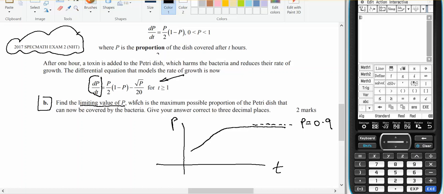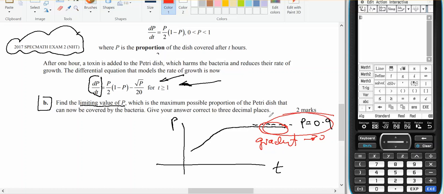Now, I can't solve this for P. So I need to think about what's actually happening here. And what's actually happening along here is the gradient is approaching 0 because this curve is approaching the asymptote and getting a gradient that is closer and closer and closer and closer to 0.